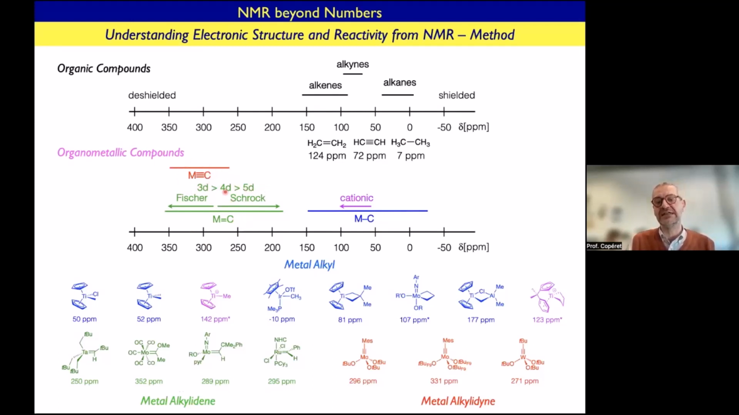What is also interesting that we noticed is that if I take an sp3 carbon and the metal is positively charged, typically the chemical shift goes to higher and higher values, so more and more de-shielded. Similarly, if I look at a metal-carbon double bond, there is a trend between 3d, 4d, and 5d metals. For a 5d metal, you typically have a low value, around 100 ppm. When you go to a 3d metal, you typically have a very high value around 350, sometimes even 400 ppm. I give you some examples below of classical organometallic compounds.